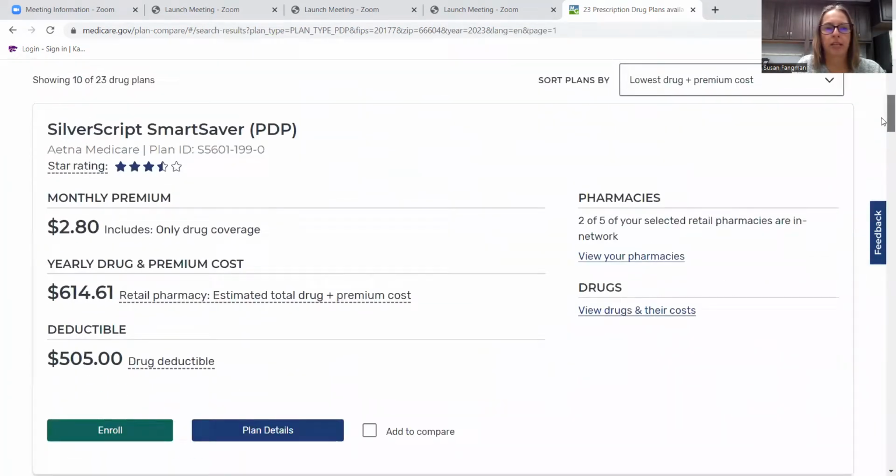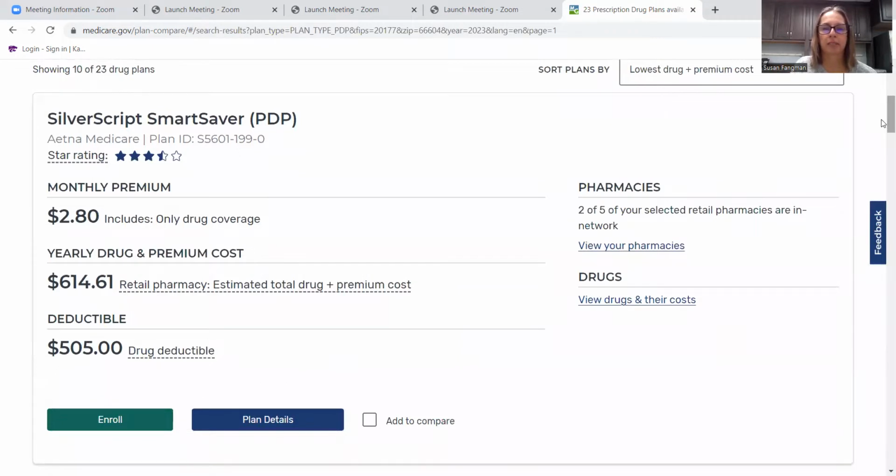Now the Plan Finder ranks plans in order of least expensive to most expensive, and it uses this number right here. This is the cost of premiums for the entire year, plus your prescriptions if you fill them as we have them entered into the Plan Finder. Now, if you get prescribed something else in the middle of the year, this price will probably go up. So this particular plan, it's going to cost approximately $614.61 for the year for your premiums and your prescriptions. Know that this is an approximate cost. This premium won't change, but the cost of your prescriptions might.